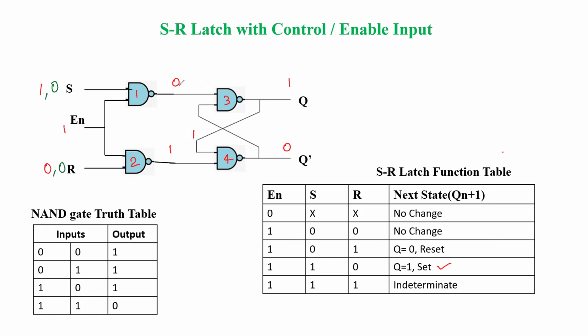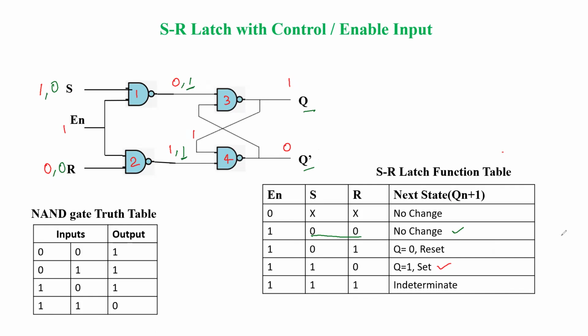So finally we have seen that here what will be the output? 1. Here also the output is 1. Now both NAND gate 3 and NAND gate 4 will have input as 1. Whenever both NAND gates have input 1, we are not able to predict the output. So the latch's final output Q and Q dash will be unchanged. That's why if the device is in the set state, it will remain in the set state when both inputs S and R are 0. That's why it's written no change.